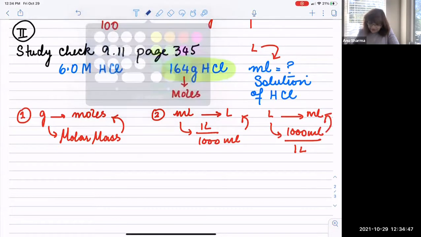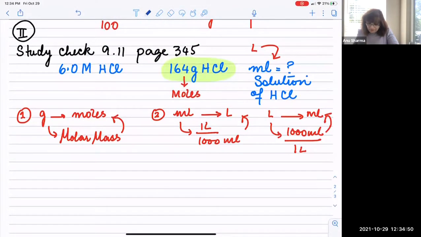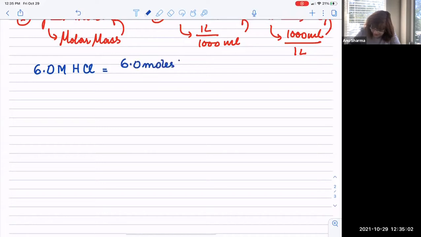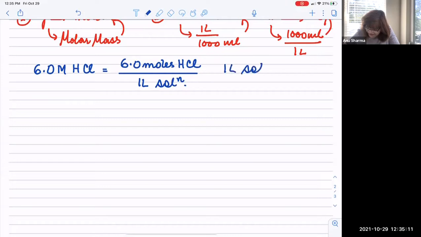So now what do you do here? You have 6 molar, so first of all, 6.0 M HCl. This means that 6.0 moles of HCl are present in 1 liter of solution, or 1 liter of the acid solution contains 6.0 moles of HCl. All right.